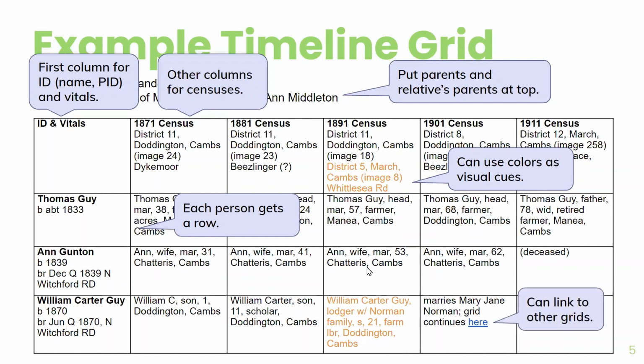And then when William got married to Mary Jane Norman, who actually ended up being the farmer's daughter on the farm where he was working, when they started their own family, I created a separate grid for them and then created a link from here to that new grid for William and Mary Jane. Did I say Mary Ann? If I said that, I meant Mary Jane. So William and Mary Jane get their own grid.